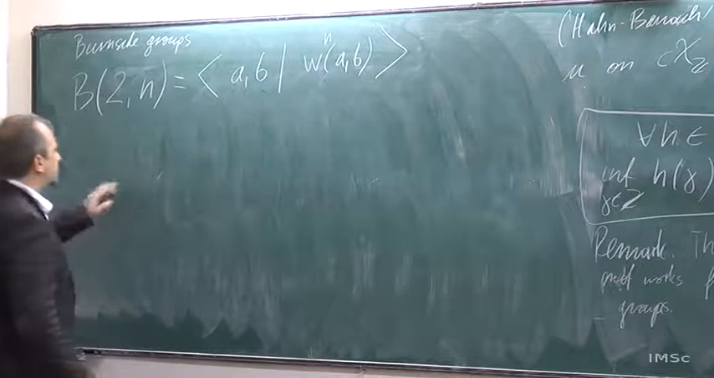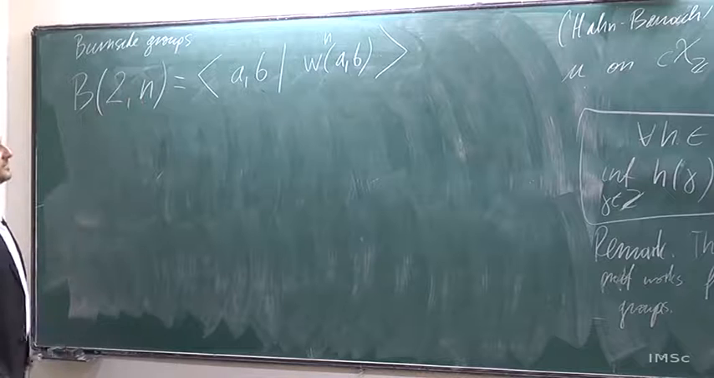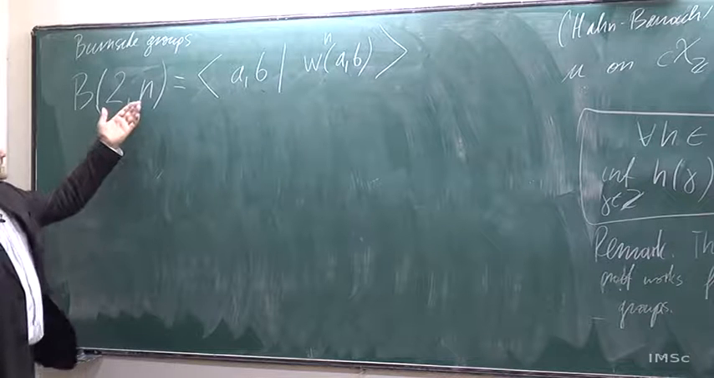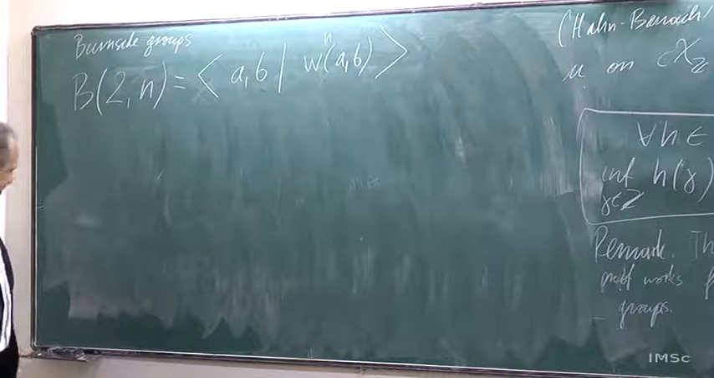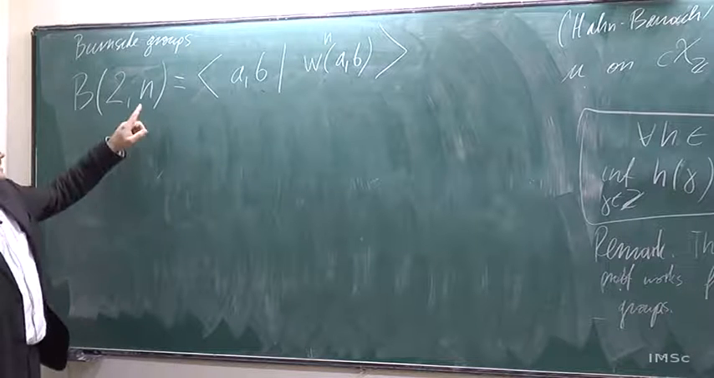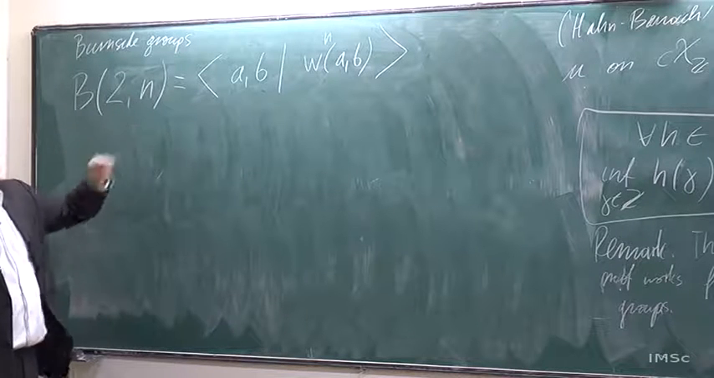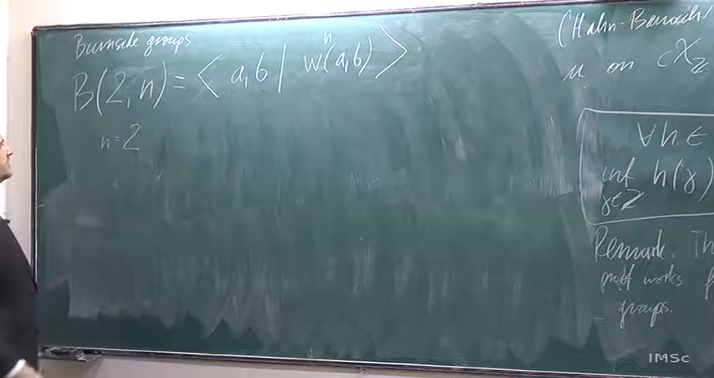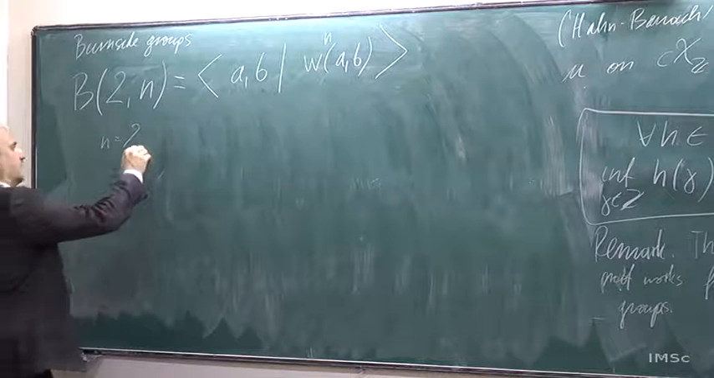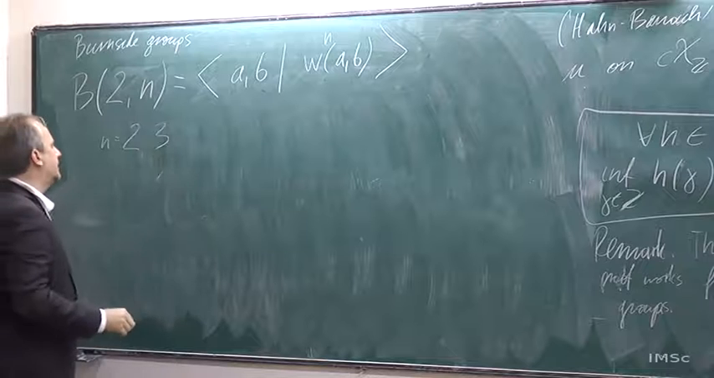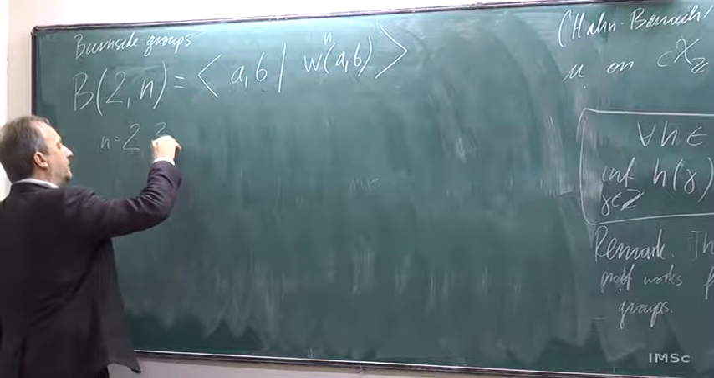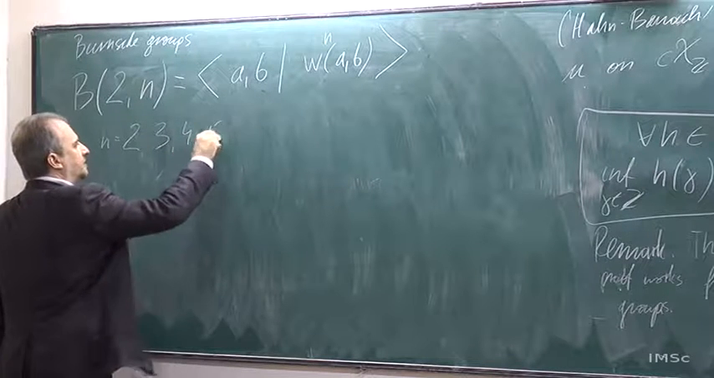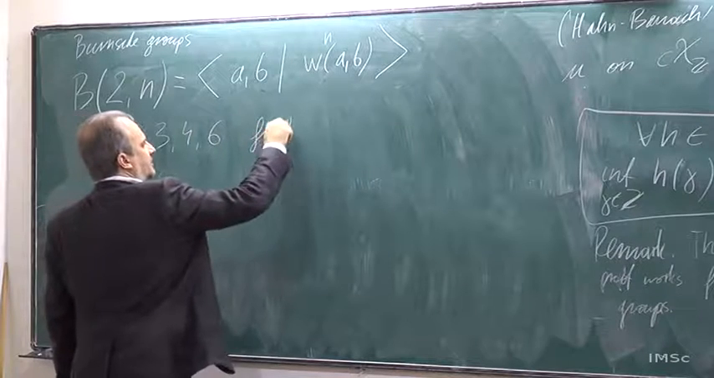Okay, so the question whether this group is finite or infinite, well, the answer depends on n, and it's still unknown exactly for which n's these groups are infinite. Okay, so it's an easy exercise that for n equal to 2, it's finite. You have to think for a while for n equal to 3, and it's also true for n equal to 4 and 6 that these groups are finite.